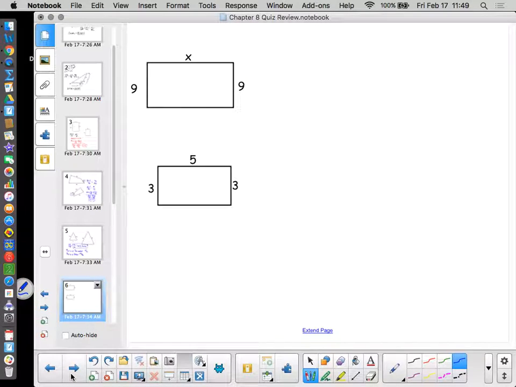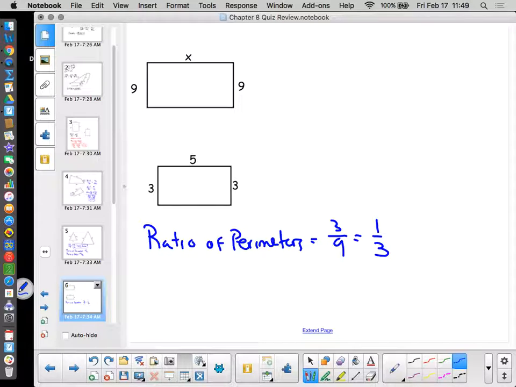All right, how about here? What would be the ratio of perimeters? Okay, 3 over 9, but I have to reduce that to 1/3. Okay? Now, it doesn't specify large to small or small to large, so we could go either way. You could have had 3 to 1 as well, and that would have been fine. So 1 to 3 or 3 to 1, either one is dandy.